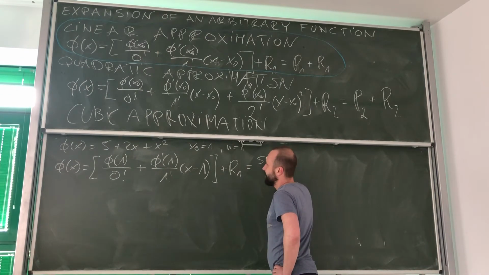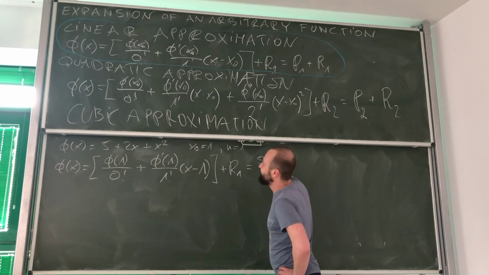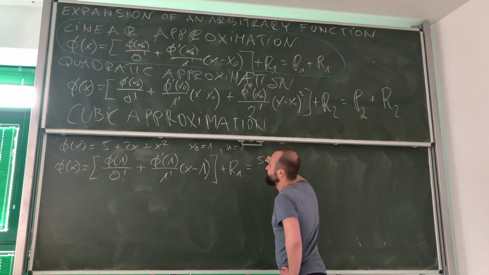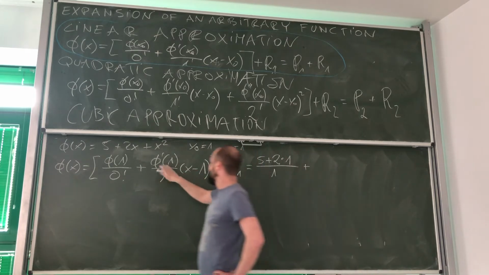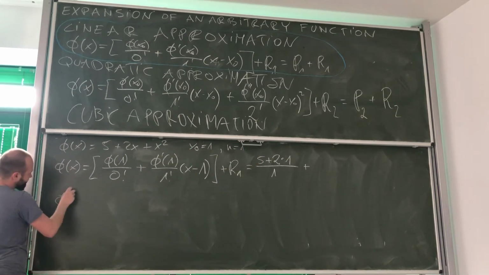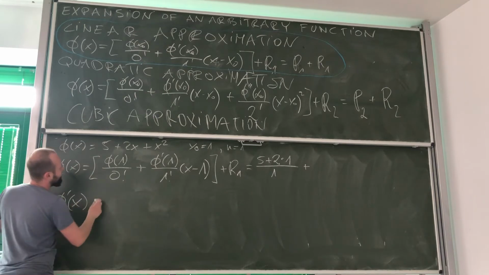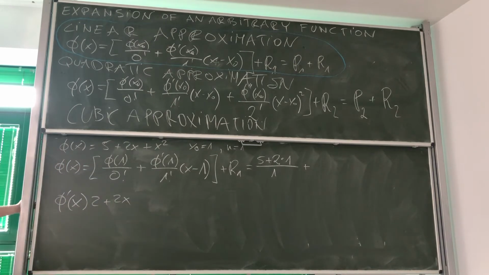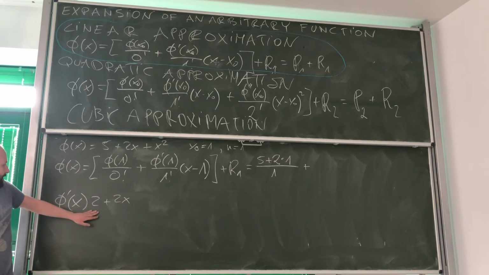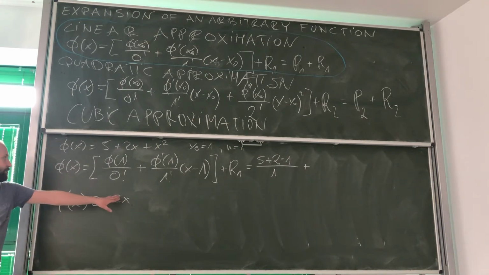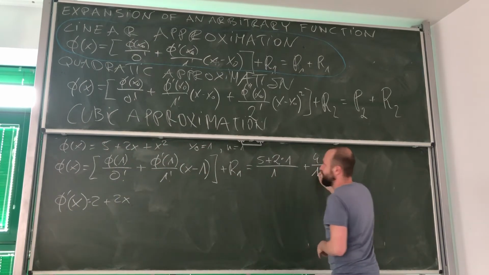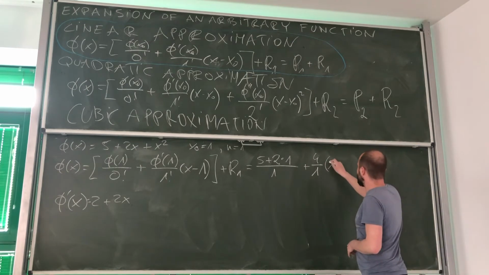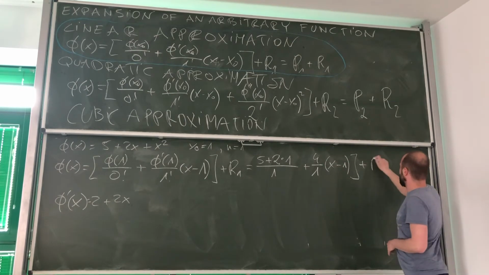This is 5 plus 2 plus 1 divided by 0 factorial, right? Then we need to calculate the first derivative, and we see that this is 2 plus 2x, right? If I evaluate this derivative at 1, I'm getting 2 plus 2, so this is 4 over 1 times x minus 1 plus remainder.